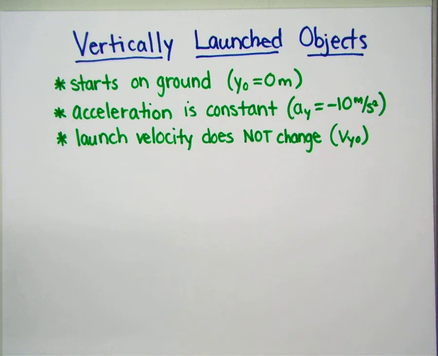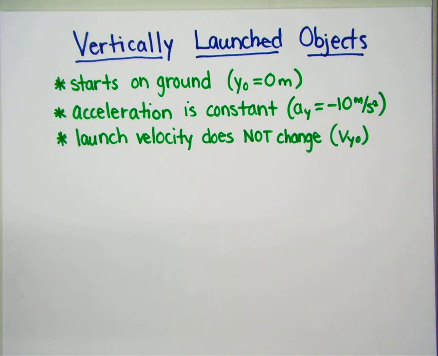Okay, so let's talk about a vertically launched object. While talking about one of those things, something that's shot up in the air, there's some things that you need to understand. The first thing is we're going to consider it to start on the ground, meaning your initial position, y0, is going to be 0 meters.